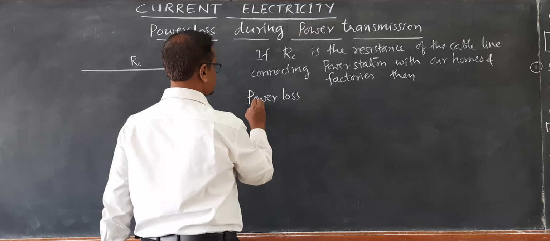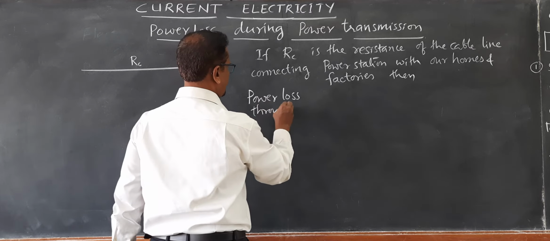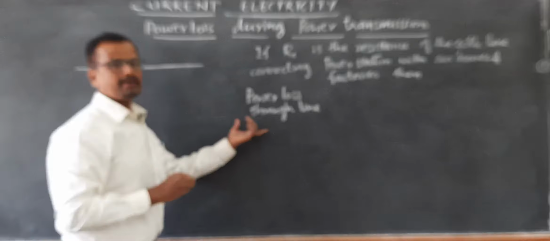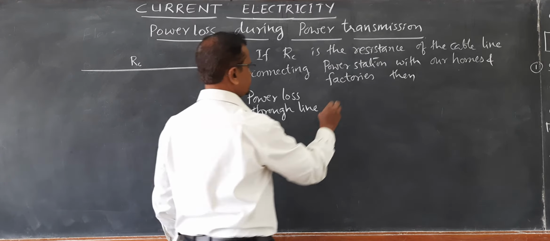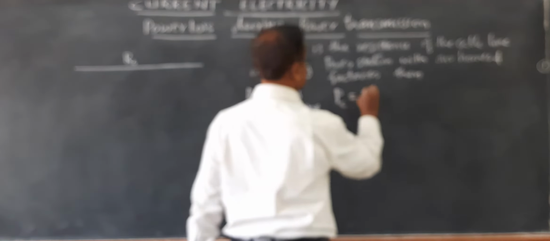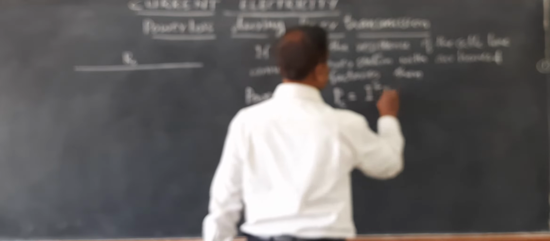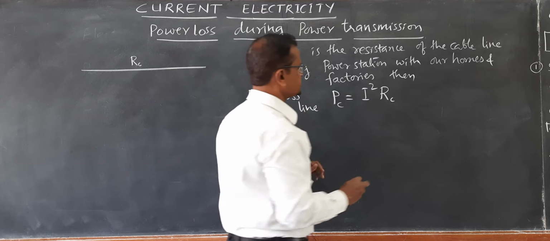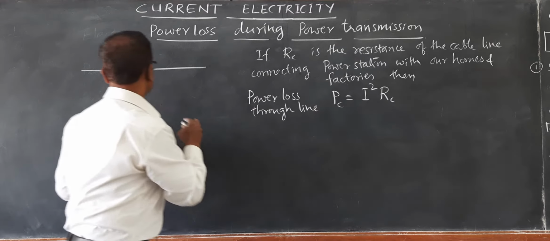Power loss through the line, so we can call it line power loss. Line power loss is written as PC. PC, as I have told you, is the I square RC loss, where I is the current that is flowing through this.